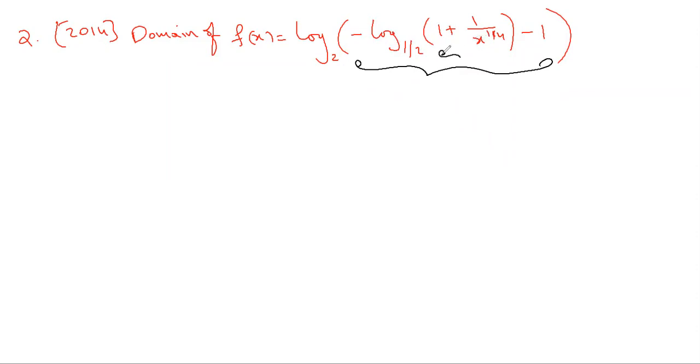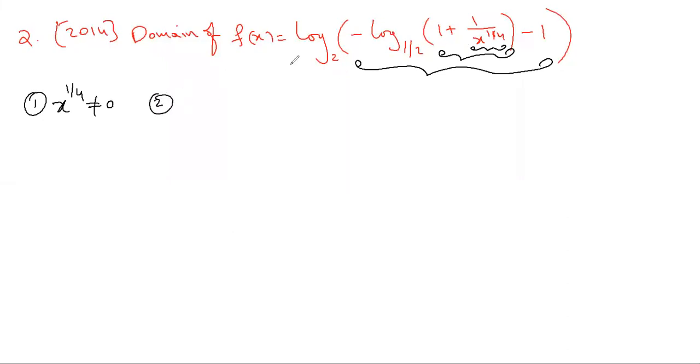Condition number 2. This is also an expression. This is also the input for a log. Because this is also the input for a log, this also should be greater than 0. Condition number 3. In this fraction, this is in the denominator. This cannot be 0. So those are the three conditions. I'll write the inner condition first: x power 1 by 4 not equal to 0. That's condition number 1. The denominator cannot be 0.